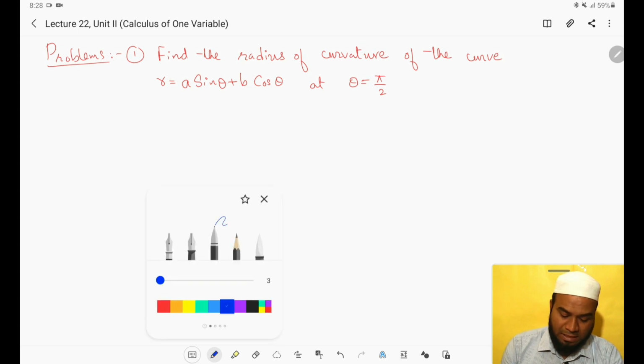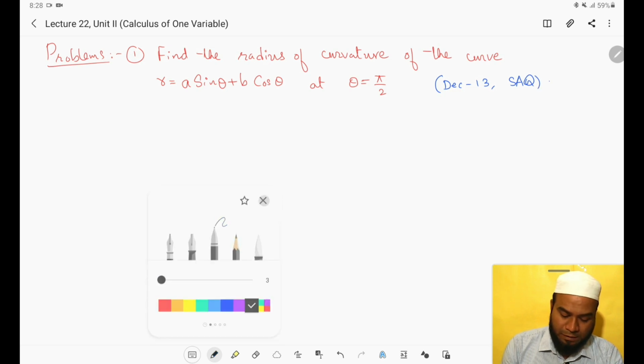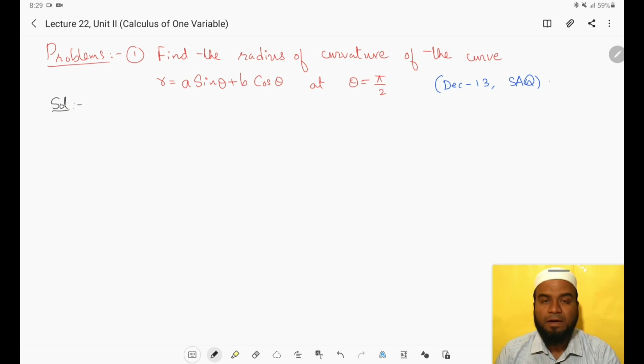And this question was asked in December 2013 and it was asked for 2 marks, that is SAQ. So we'll see the solution of this. So what we have to do, we have to find the radius of curvature for which curve?